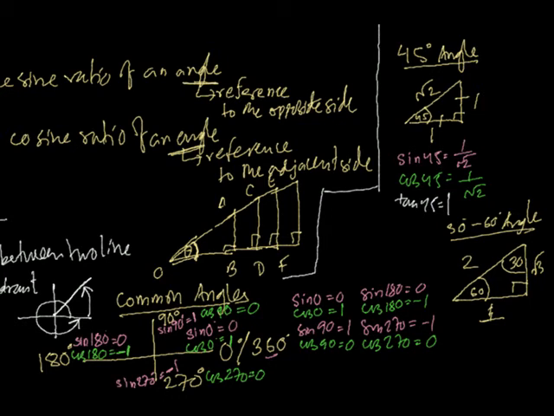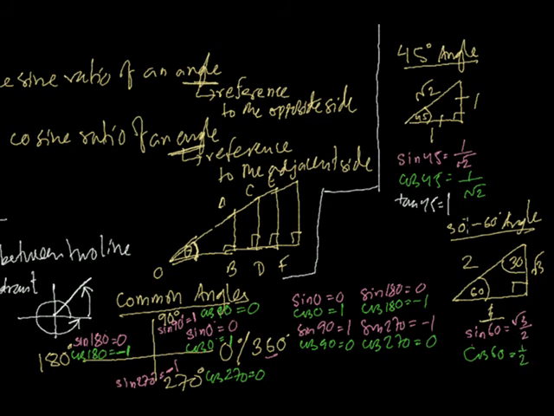Now if we think about it, for this one, sine 60 degree is going to be opposite by hypotenuse, so sine 60 degree is root 3 by 2. Then we have cos 60 degree. Cos 60 degree is going to be adjacent by hypotenuse, which is going to be 1 by 2.